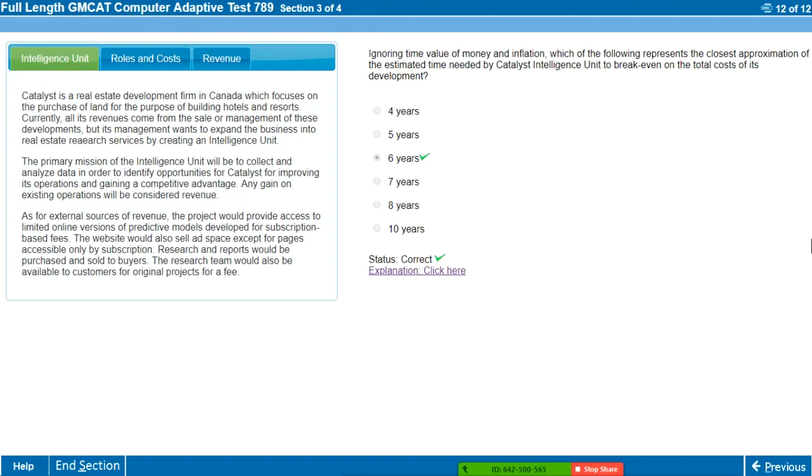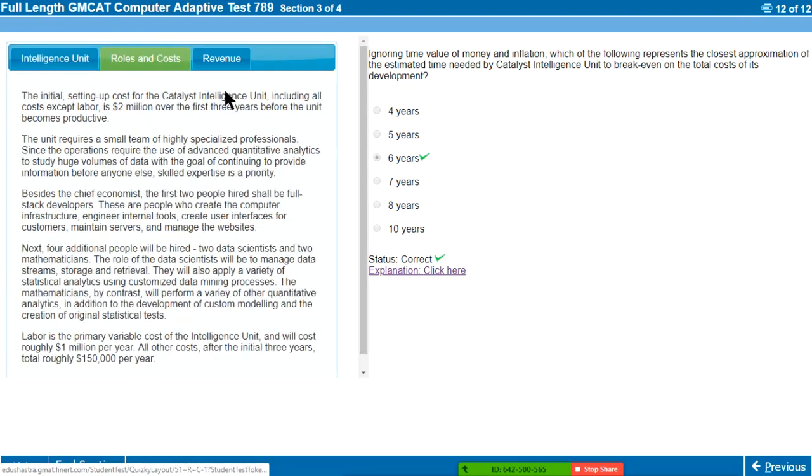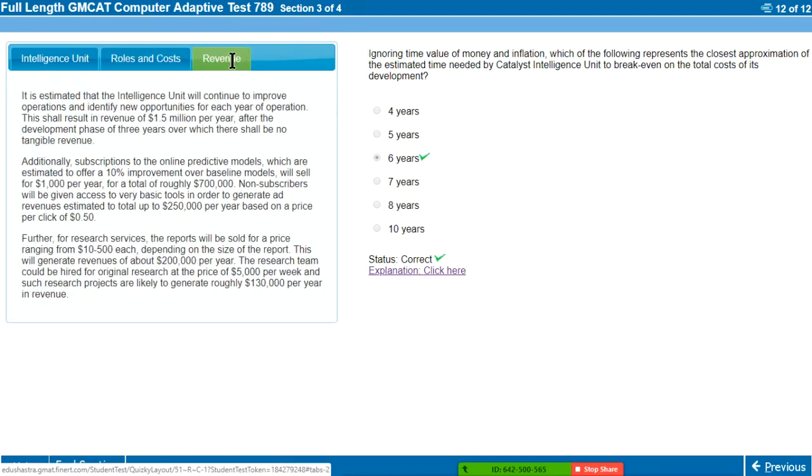Let's start with this IR problem of multi-source reasoning type. This is describing a project over here. Basically, it's talking about a real estate firm which is trying to expand its horizons by going into research services. Till now, it has been mainly involved in purchase of land and hotels. Further down, it is giving information about the rules and costs, and this is the entire breakup of the revenue. The problem is asking that ignoring the value of money and inflation, which of the following represents the closest approximation of the time needed to break even.